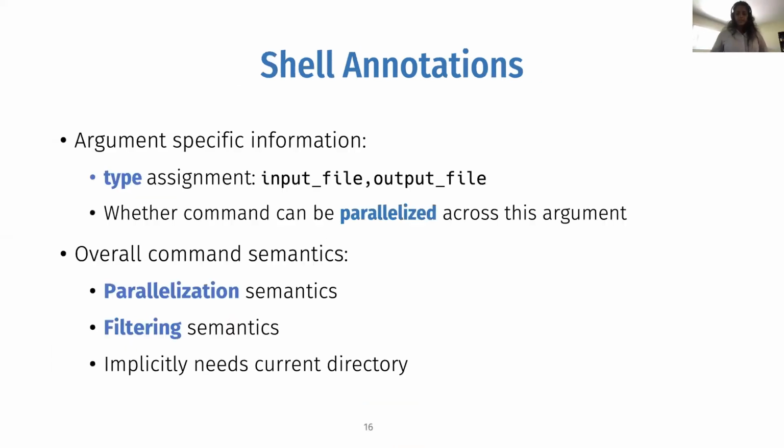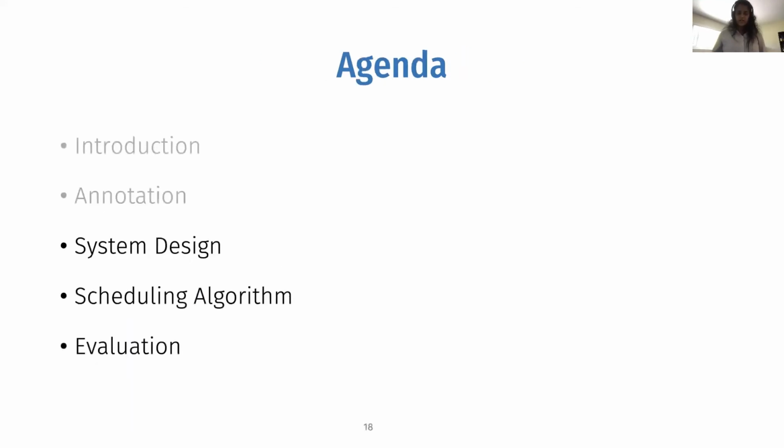In summary, annotations include argument-specific information, including a type assignment and whether a command can be parallelized across this argument, semantics about the entire command, including parallelization semantics, filtering semantics, and whether the command implicitly needs the current directory. We imagine developers can share and open source annotations. So to use POSH, users need not write their own annotations. Now we'll go through a general system design, the scheduling algorithm, and our evaluation.